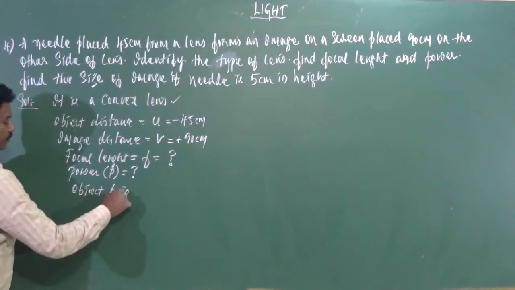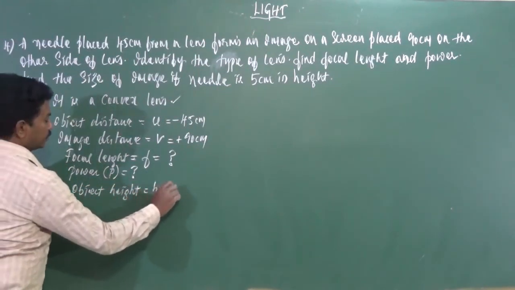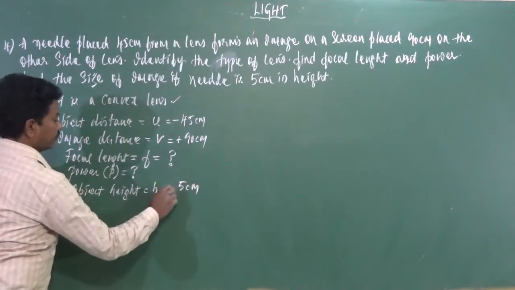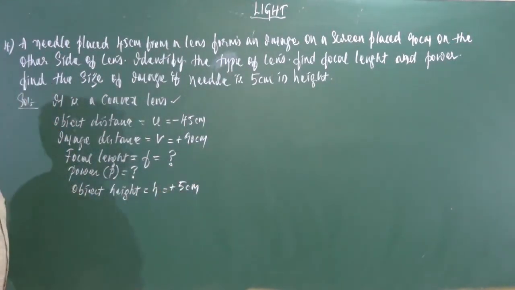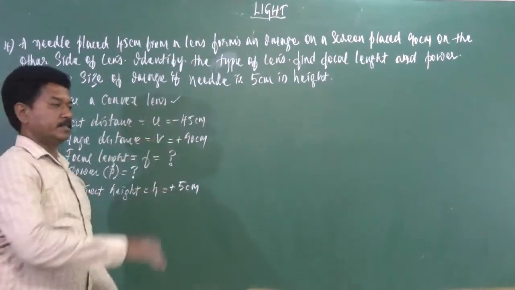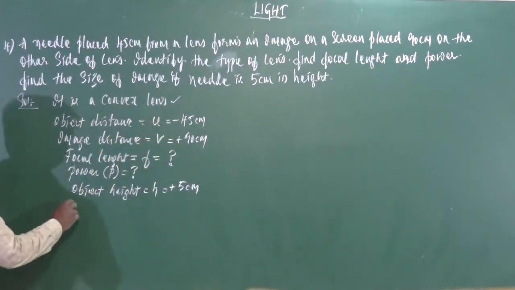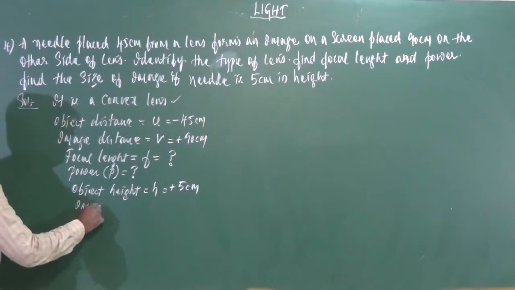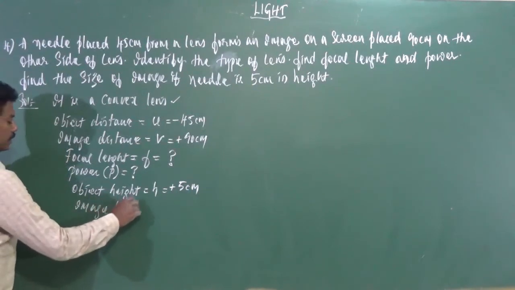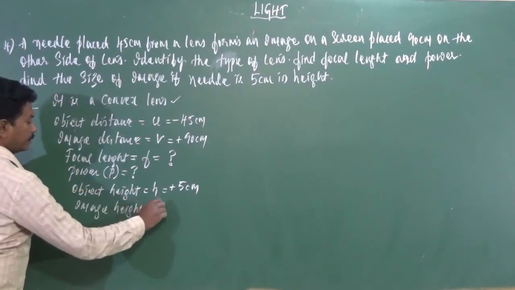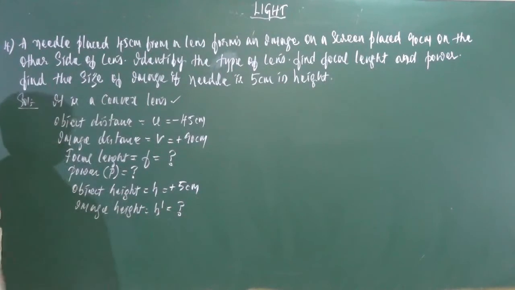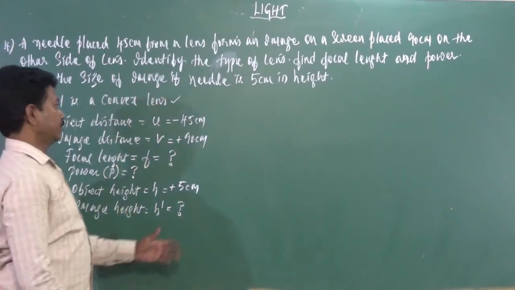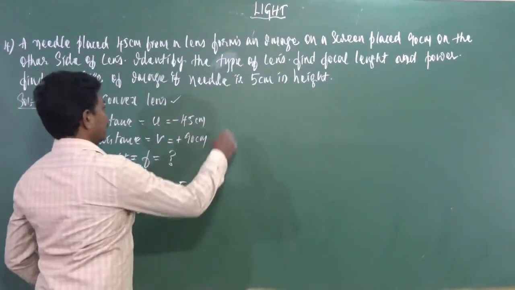Object height is H equal to 5 centimeters. If you apply sign convention, it will be positive because it's above the principal axis. So you have to find the image height. Image height is H dash equal to question mark. So image height should be negative. We'll first find out the focal length.